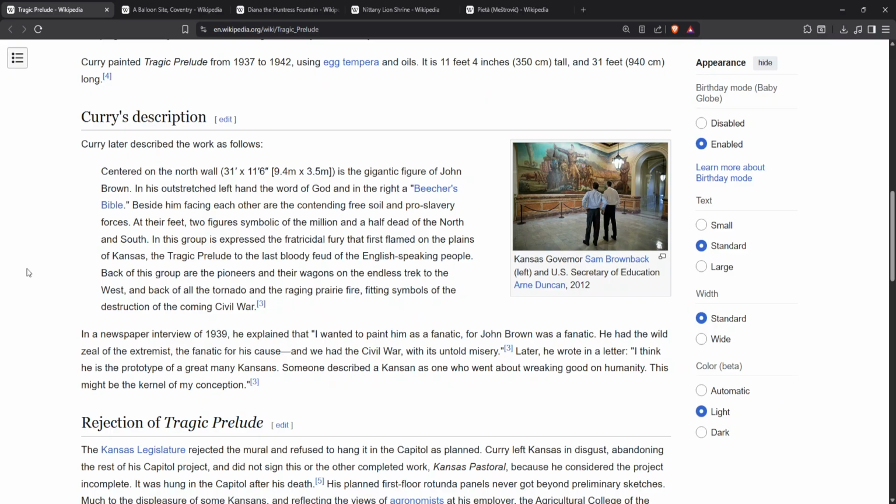He had the wild zeal of extremists, the fanatic for his cause, and we had the Civil War, with its untold misery. Later he wrote in a letter, I think he is a prototype of a great many Kansans. Someone described a Kansan as one who went about wreaking good on humanity. This might be the kernel of my conception.